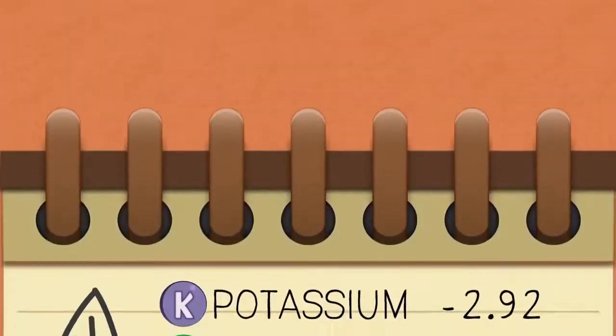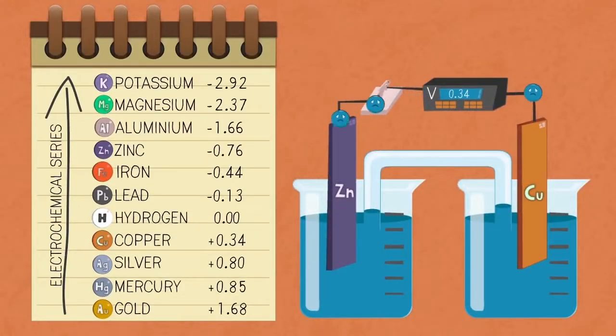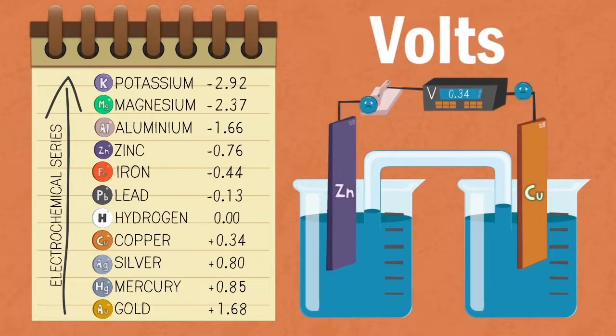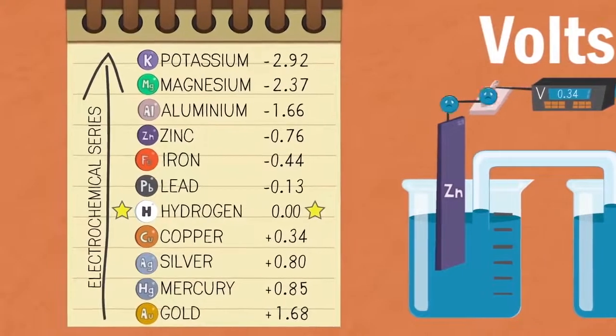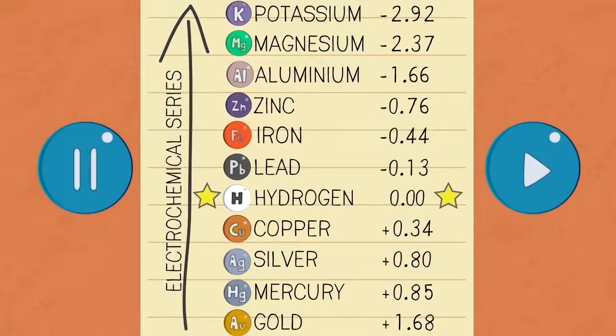The electrode potentials are arranged in the substance's ability to donate its electrons, that is, how easily they are oxidized. All of the values are measured in volts. What do you notice about hydrogen's voltage, and what is the significance of this? Pause the video and continue when you are ready.